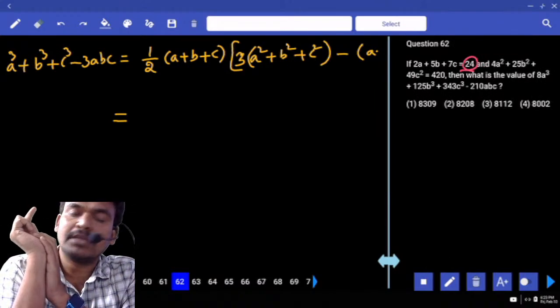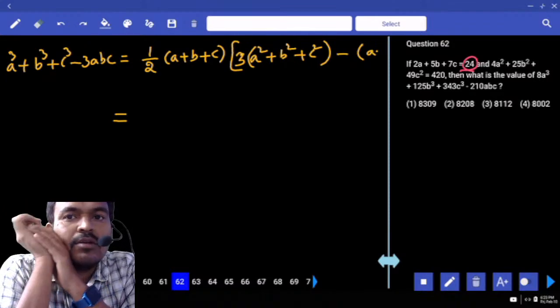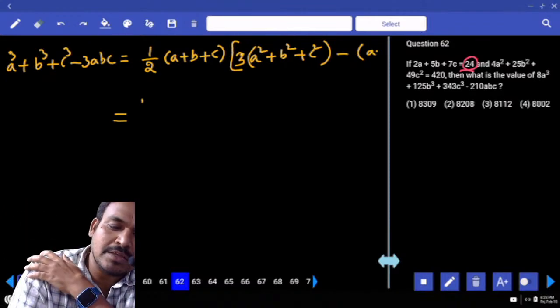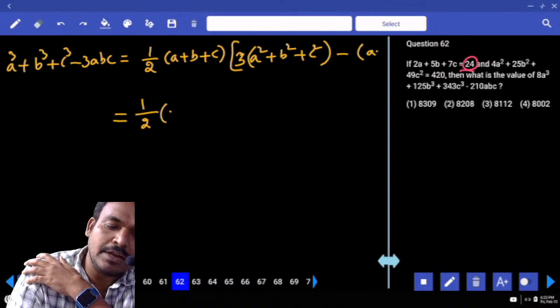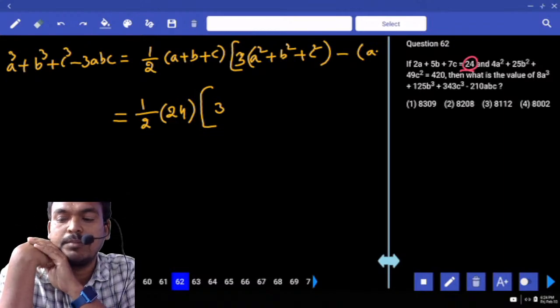2A plus 5B plus 7C is nothing but A plus B plus C, yes or no? What is the A plus B plus C value? 24. Then I write half into 24. Into 3 times of which one? A square plus B square plus C square.